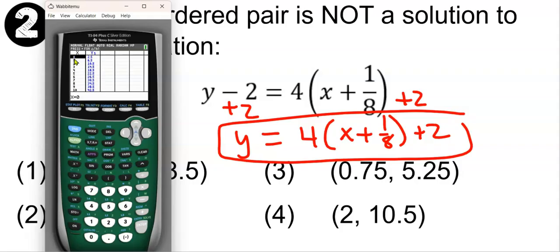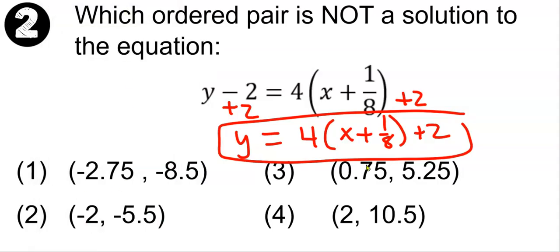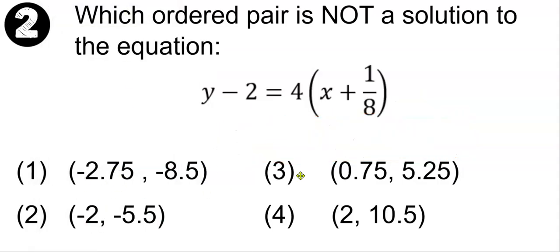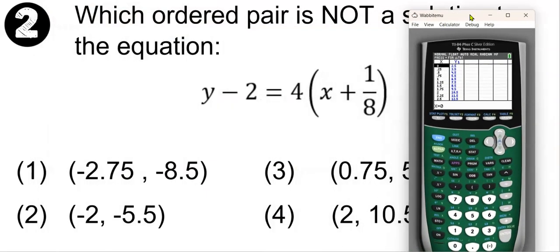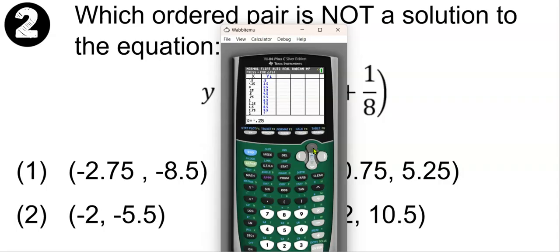Now you notice all of my x values are integers, but in my options here, my x values are often decimals, like 0.75. So I think what I'm going to do is change the table settings here in the second window. Instead of my table changing by ones, I'm going to make my table change by 0.25s. Now when I go back to my table, I can see lots of different options. So let's start with option number 1, negative 2.75. So I'm going to arrow up until I get to negative 2.75. It looks like that is a solution.